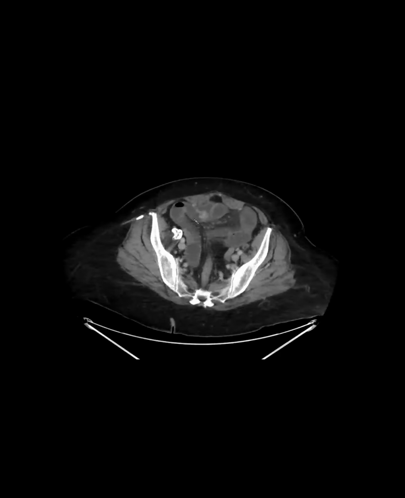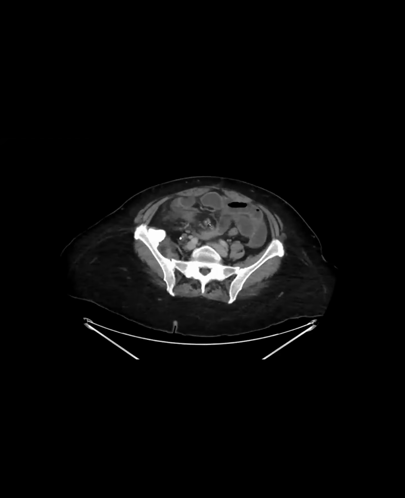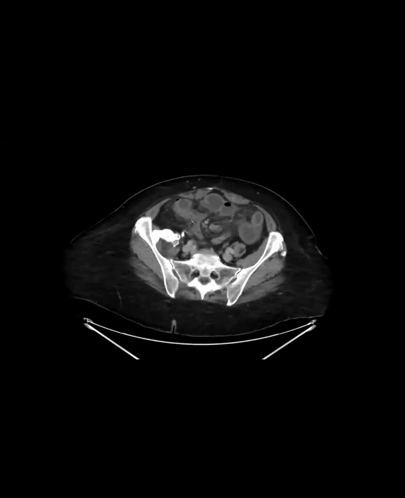If they don't see the primary when they go in, you don't definitely need to find it. You don't need to do a DOTATATE and look for the primary. When they go into the OR and resect the nodal mass, they then look at all the bowel that it's coming from and run their fingers along the bowel. And there's usually multifocal tiny neuroendocrine tumors.